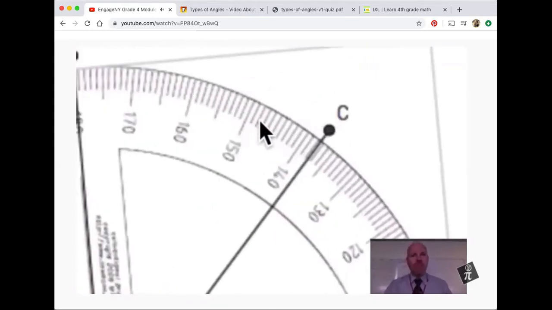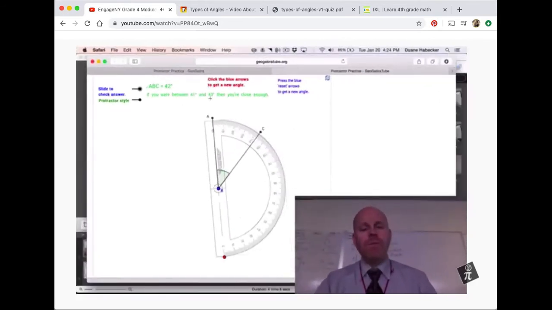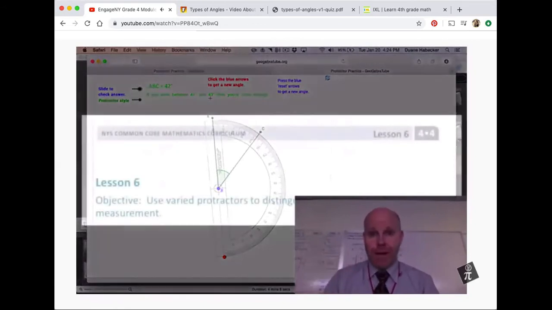Each degree represents 1/360th of rotation. So imagine taking a cake and cutting it into 360 pieces. Each piece is going to be really thin. And that's exactly what a degree is. So if you're off by a degree or 2, that's all right, as long as you're close, within a degree or 2. You don't have to be totally perfect. And that is how you measure angles with a protractor.